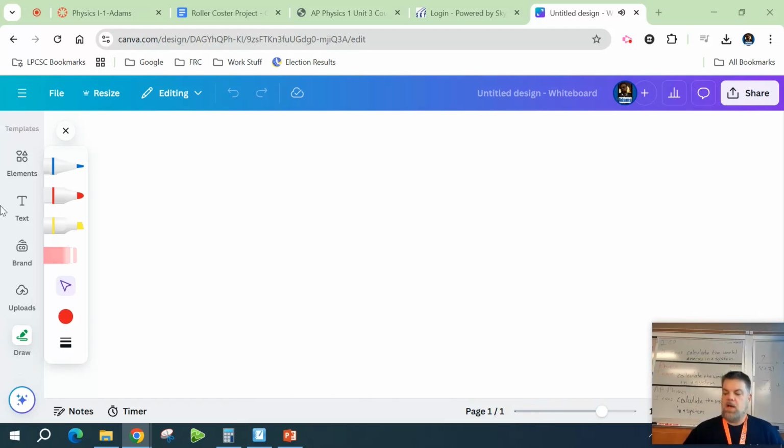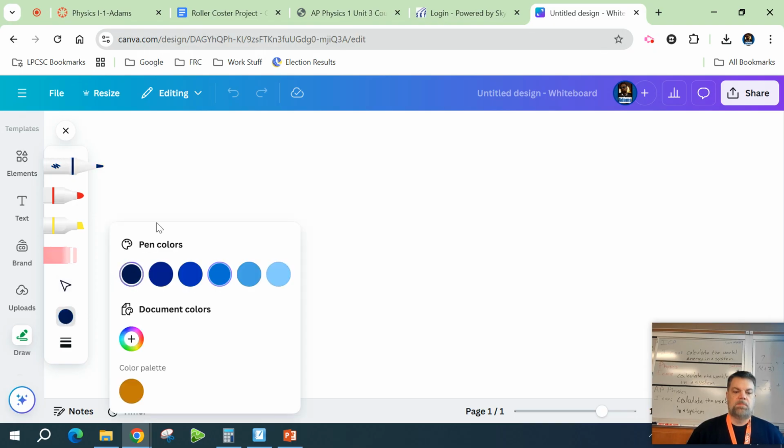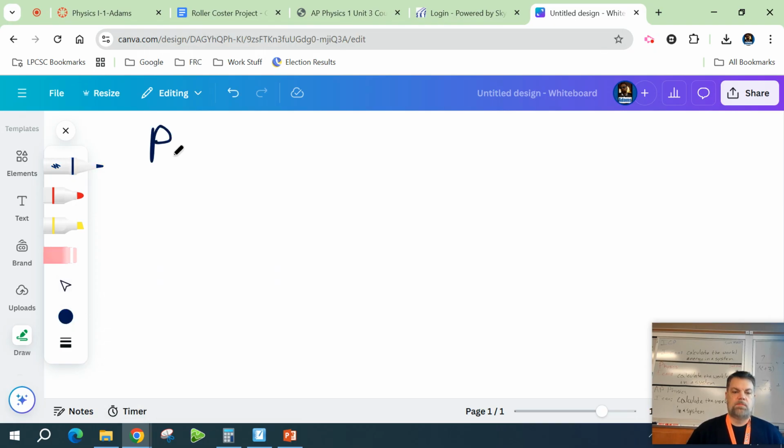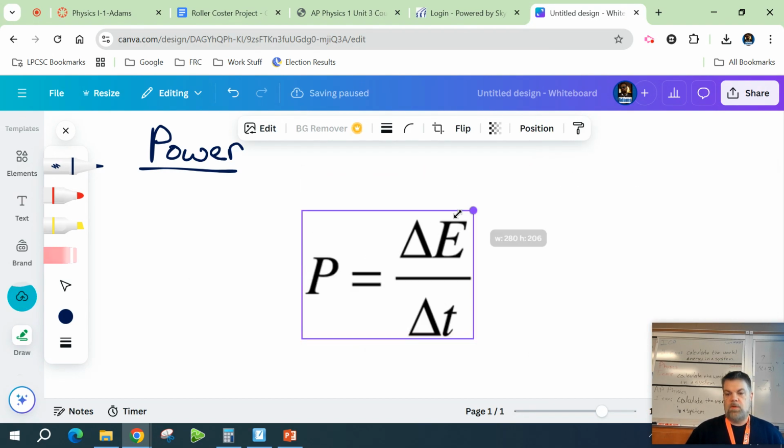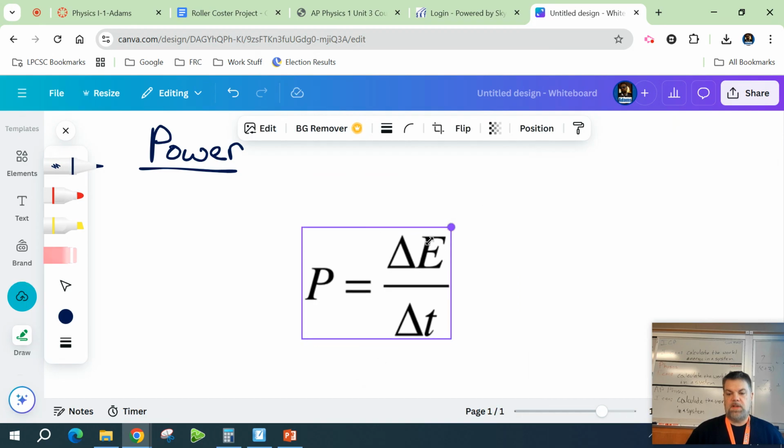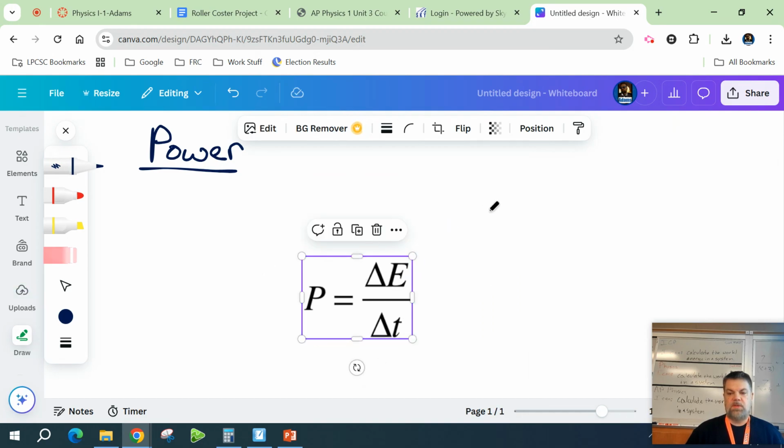All right, so today we're going to talk about power. And I'm going to post some formulas. So there's the first formula. I suppose I could just write it down. I don't know why I want to be all fancy with it.